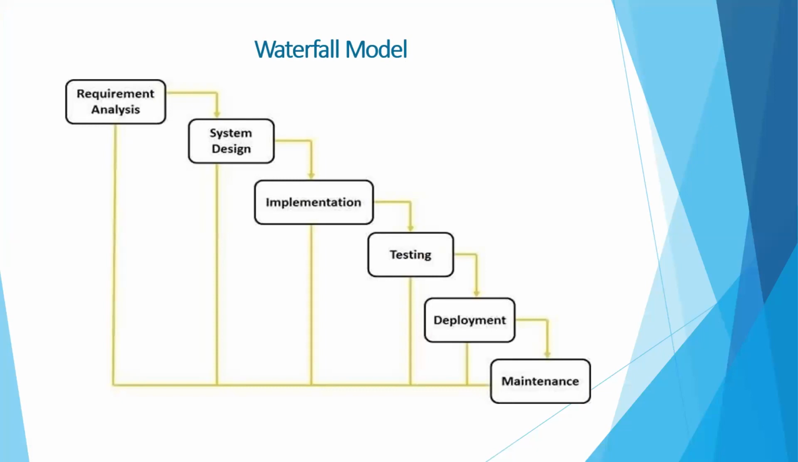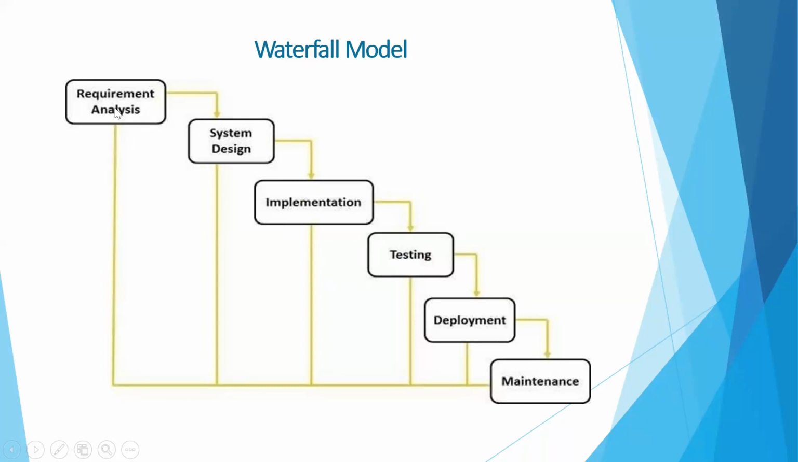This is the waterfall model. As we can see, these are the different phases and stages from inception through completion. Requirement analysis is one of the phases. Then system design, implementation, testing, deployment, and maintenance at the end. Our project team will perform their role at each and every stage as per their roles and responsibilities.